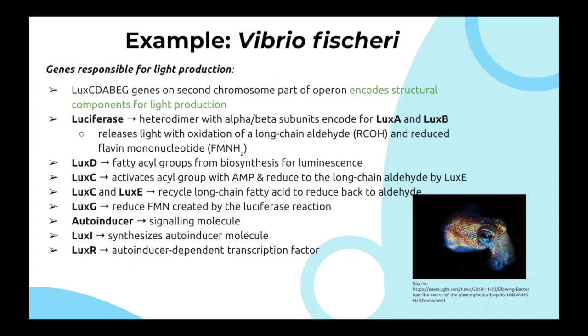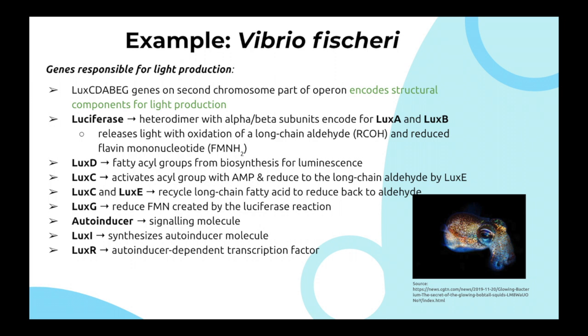Now we'll look into an example of Vibrio fischeri. Light production was first seen in the marine bacterium of Vibrio fischeri, which possessed genes responsible for light production. The Lux CDABE genes that are found on the second chromosome of these organisms form a part of an operon that allows for encoding the structural components that are essential for production of light.